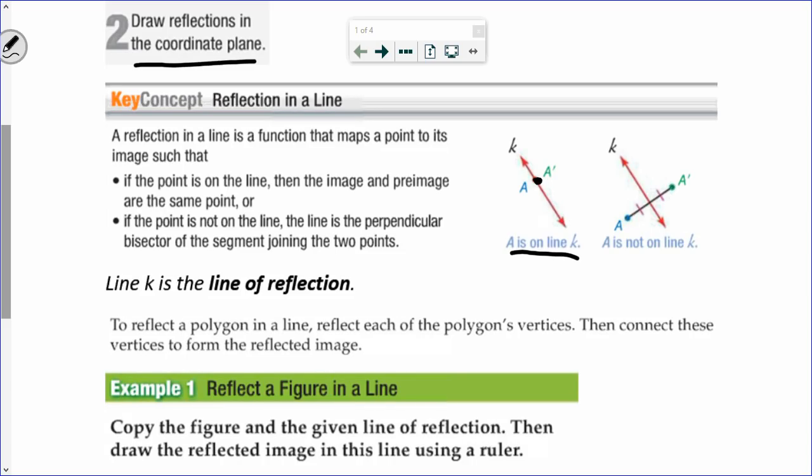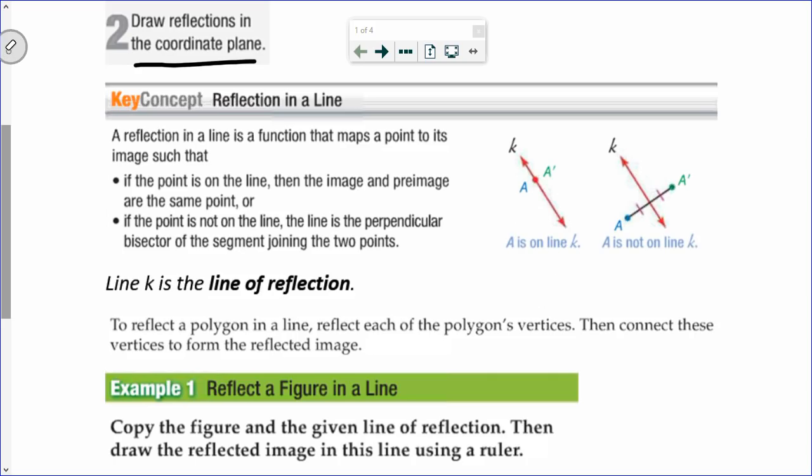And then the next case, a reflection in a line. If the point is not on the line, then the line is the perpendicular bisector of the segment joining the two points. So in this example, you have point A and point A prime. The perpendicular bisector of the segment joining those is line K. That is the perpendicular bisector of the segment joining A and A prime.